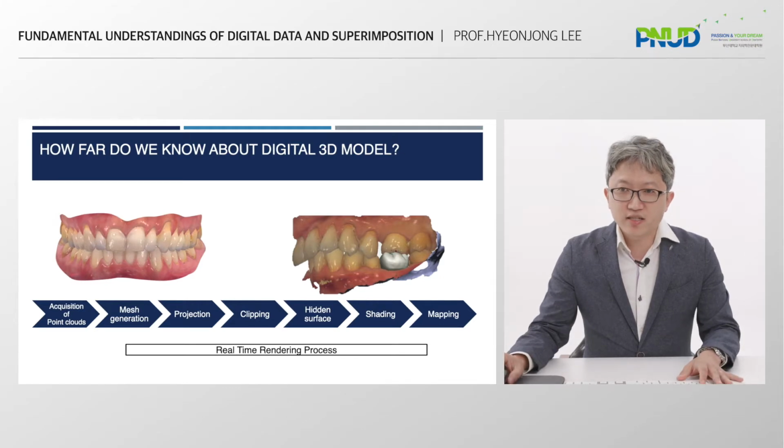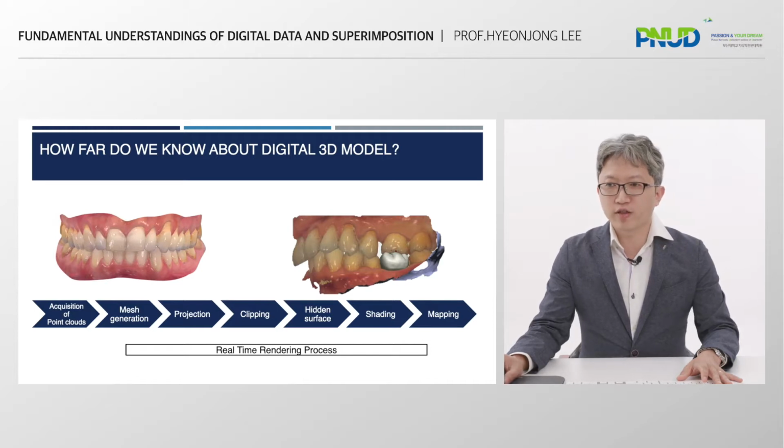As you can see here, the first step is acquisition of point clouds. I will show you later. And then mesh generation, projection, clipping, hidden surface, shading, mapping. So there are really 7 steps in this real-time rendering process.